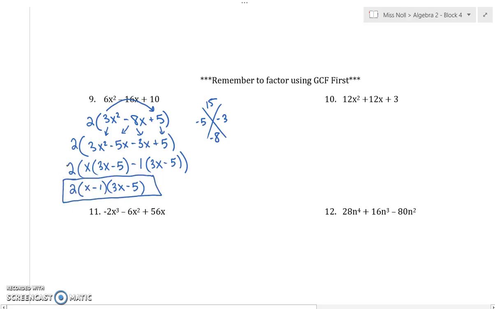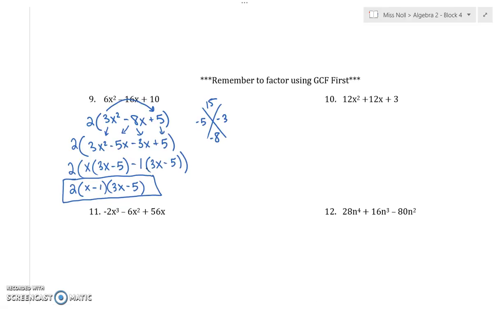My biggest warning is just don't forget about the 2. A lot of people factor the 2 out and put it out in front, but then they get so distracted factoring the quadratic that they forget that the 2 is there. It just hangs out. It's just doing its thing, and it's part of the final answer there. So don't forget about that one. Sorry, I went really fast there.